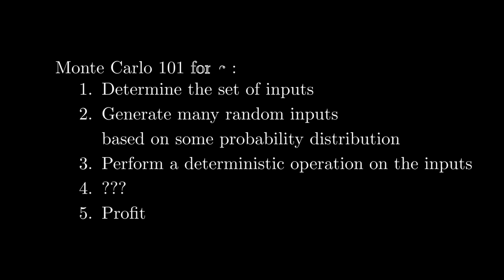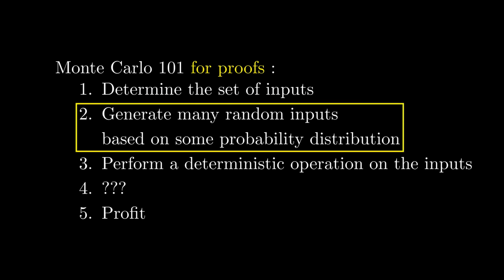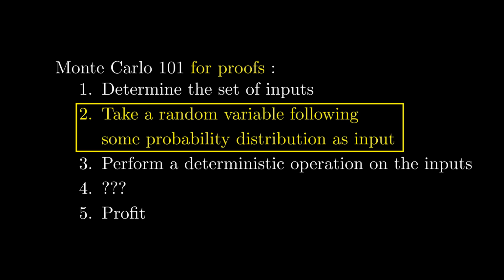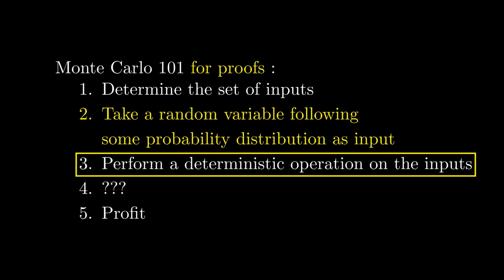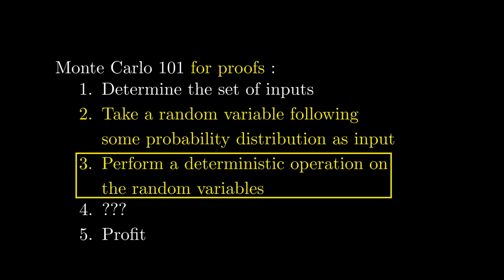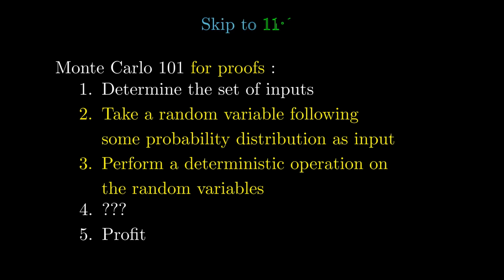But here we're not performing a computation, we're constructing a proof. Key adaptations of the method have to be made. Sampling a large number of inputs is just a way to algorithmically approximate the properties of random variables, which we are able to work with as is in mathematics. The deterministic operation can likewise be performed on the random variables themselves, rather than their simulations. If you already know what random variables and expected values are, skip to the timestamp on screen.